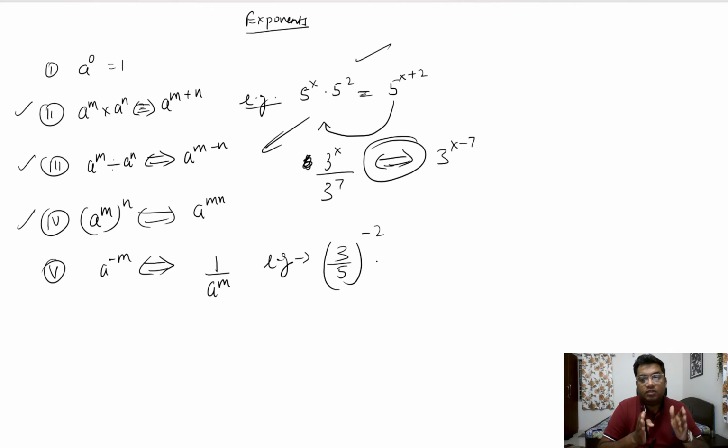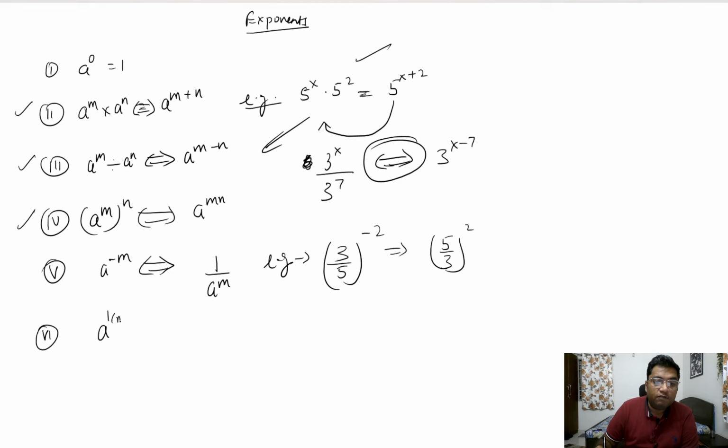What you need to understand is that if I have a base and it is raised to the power a negative number, my first job is to make the number positive. Which number positive? Not the base. The exponent is positive. How do we do that? We flip the base. It becomes 5 by 3 and to the power 2. So exponent becomes positive, the base flips. Remember that.